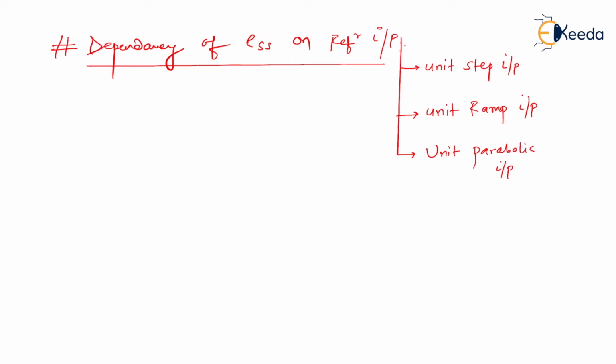So there are alternative names for those inputs. Step input is also known as a position input. Ramp input is also known as a velocity input. And a parabolic input is also known as an acceleration input. So please don't forget those alternative names also. First of all, we will see how ESS depends on the reference input when it is a unit step input. So let us begin with the unit step input. The first category I'm going to start with is the unit step input.